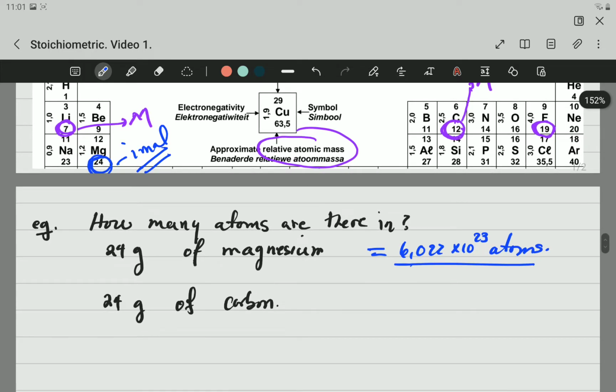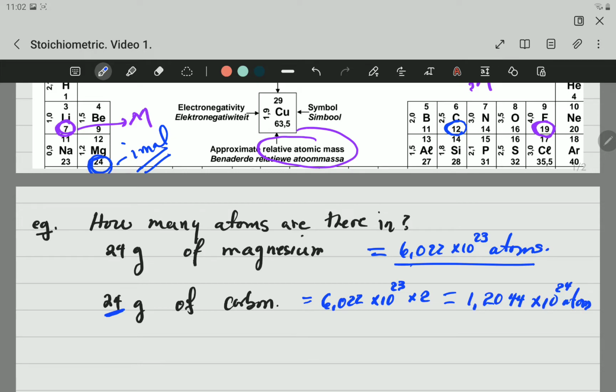Now we go to carbon. Also, we go to the periodic table. Here is carbon. Let's erase that color and use the blue. Here is the carbon, we have 12. 1 mole of carbon will have 12 grams. Therefore, 24 is double that number of grams in carbon. Therefore, the number of atoms will be 6.022 times 10 to the 23 times 2, because it's double the amount of grams in 1 mole. When you multiply by 2, you get 1.2044 times 10 to the 24 atoms.